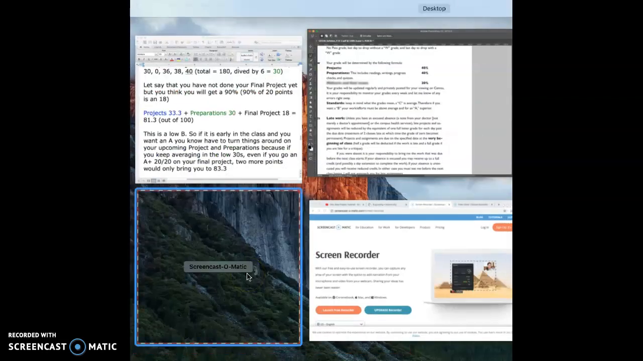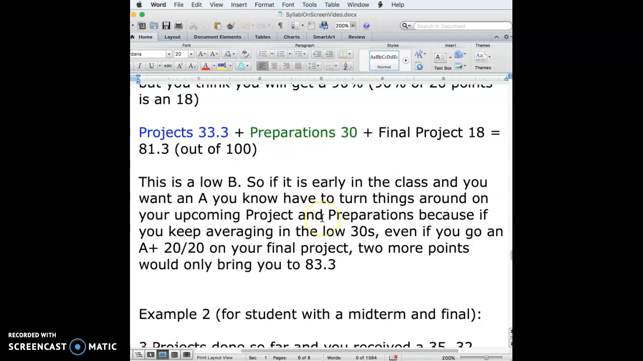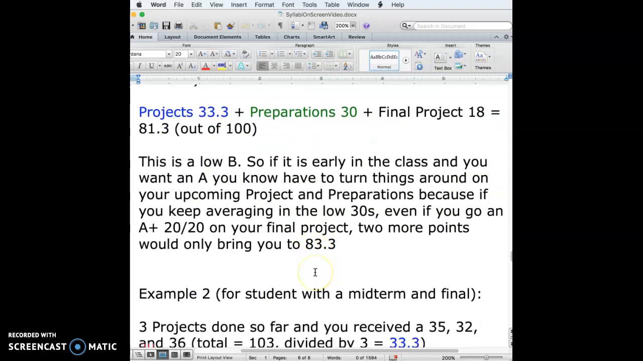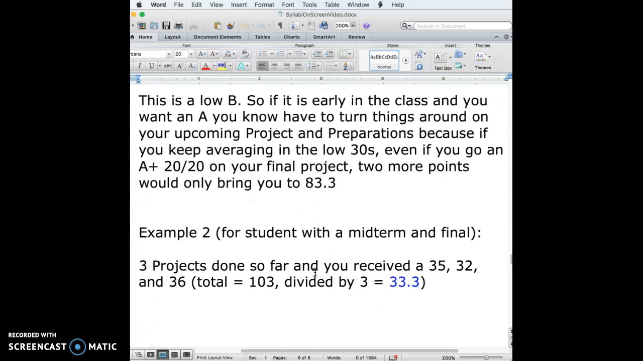So if it's early in the class and you're just speculating based on that and you want an A, you know you really have to turn things around, because if you keep at this average, and even if you get a 20 out of 20 on the final project, that only adds 2 more points. That still keeps you in the low B range.